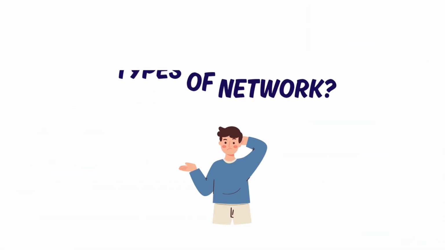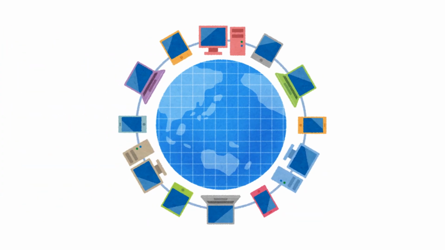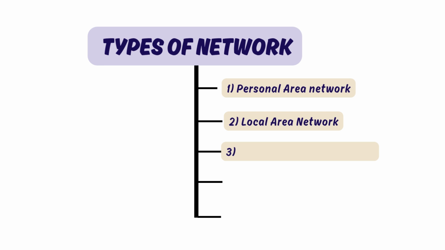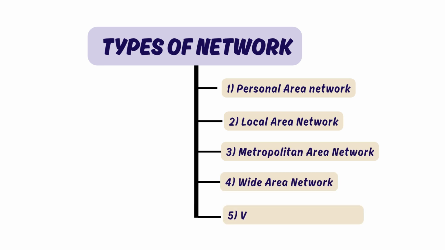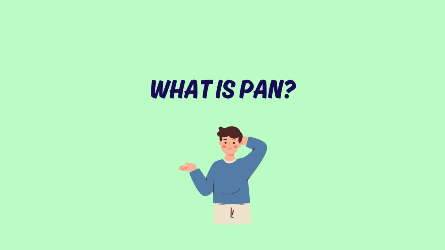Based on geographical region, the number of nodes supported by the network, and the speed of the network, we can divide networks into the following categories. The first one is called personal area network. The second one is called local area network. The third category is metropolitan area network. The fourth category is wide area network. And finally comes virtual private network. I will explain how each one works, where you have probably already used it, and why it matters in our daily digital lives.